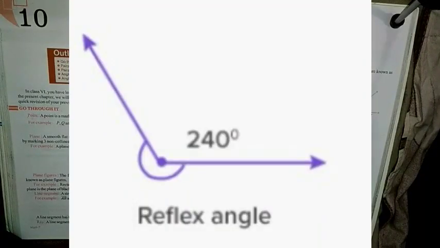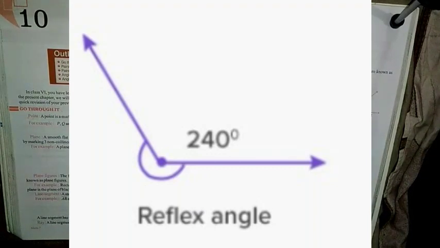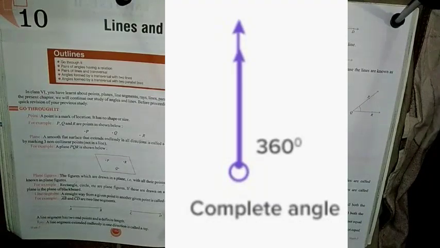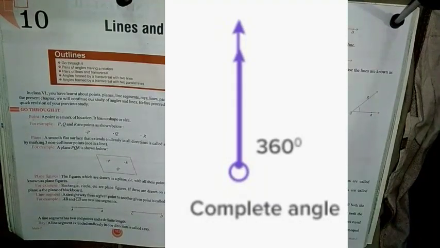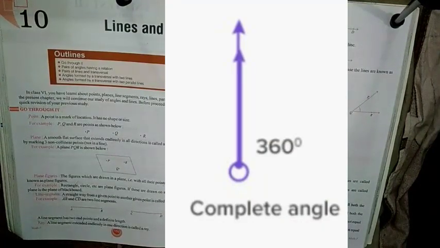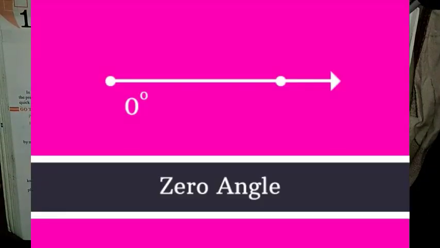Then the next type of angle is the reflex angle. If the angle is between 180 degrees and 360 degrees, this type of angle is known as a reflex angle. Understand? Then the next type of angle is the complete angle. When the angle makes 360 degrees, that type of angle is known as a complete angle.